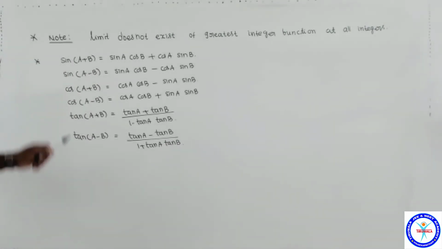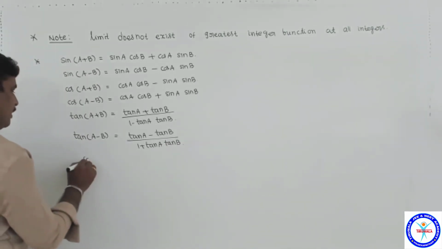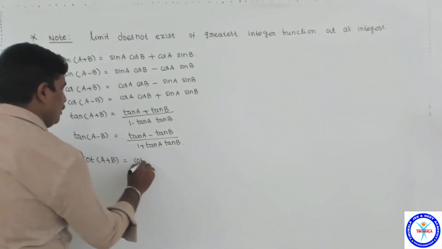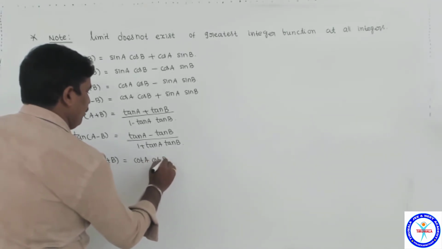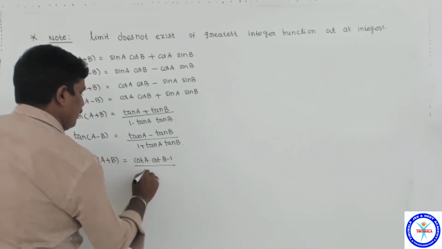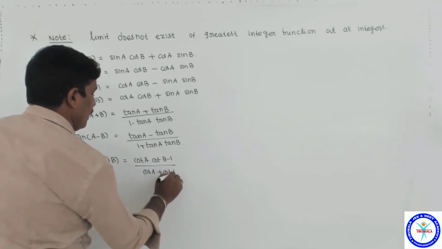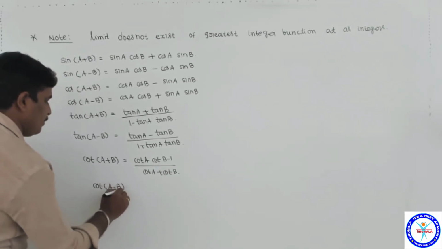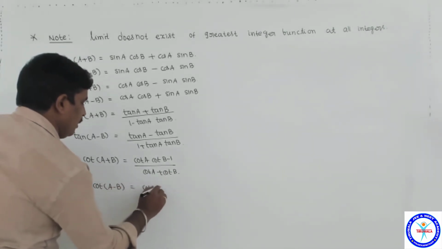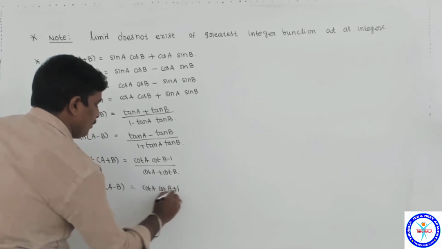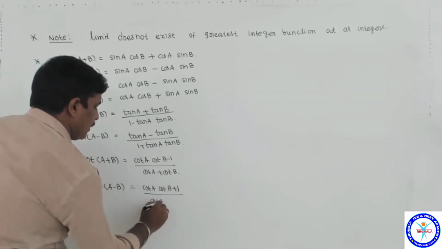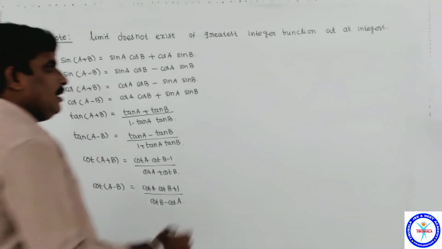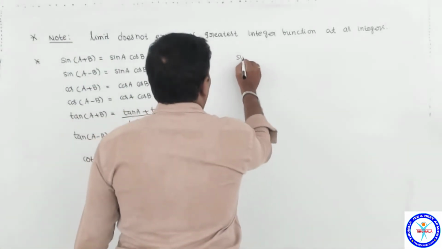Next, cot of A plus B equal to cot A cot B minus 1 by cot A plus cot B. And next one is cot of A minus B equal to cot A cot B plus 1 by cot B minus cot A. Okay. Next formula is sin 2A.